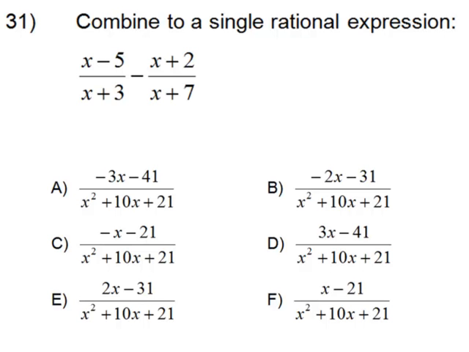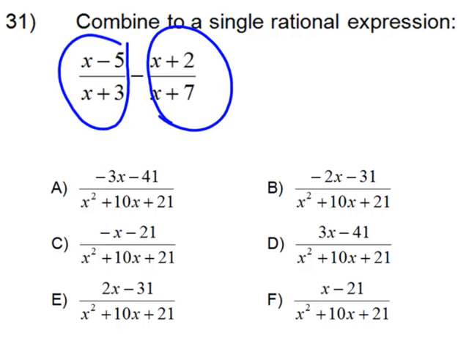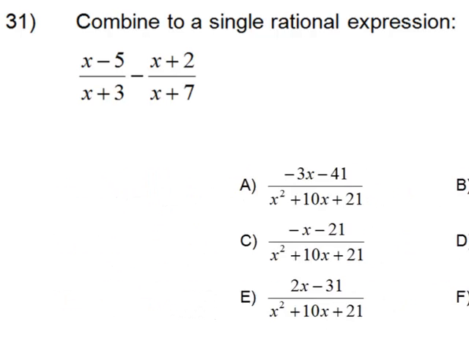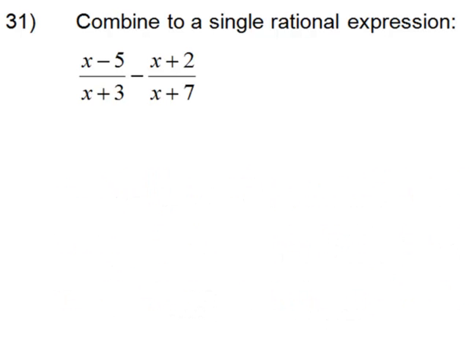Number 31, combine to a single rational expression. That's just a fancy way of saying combine these fractions using common denominators. Notice we've got one rational expression subtracting another rational expression, and we want to perform this subtraction and get a single expression. I'm trying to connect this back to our concepts of common denominators when we add or subtract fractions.